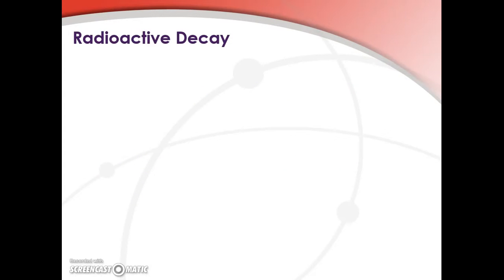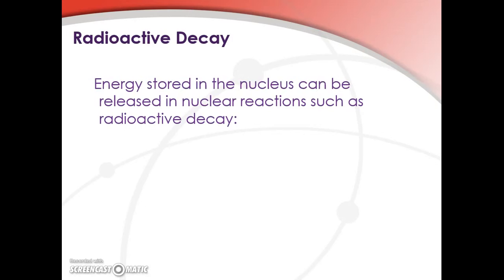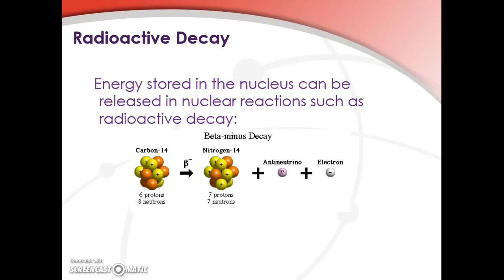Okay, so we can detect aspects of that binding energy in other ways. We can look at the energy stored in the nucleus, released in nuclear reactions and in radioactive decay. And here's an example: carbon-14 undergoing beta-minus decay to become nitrogen-14.